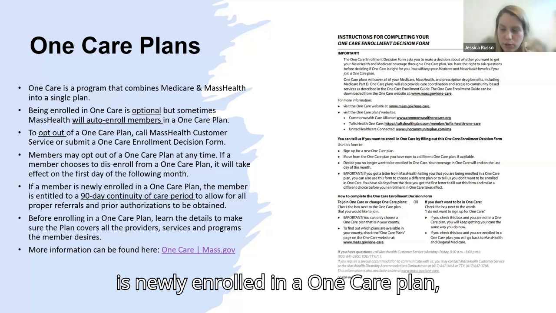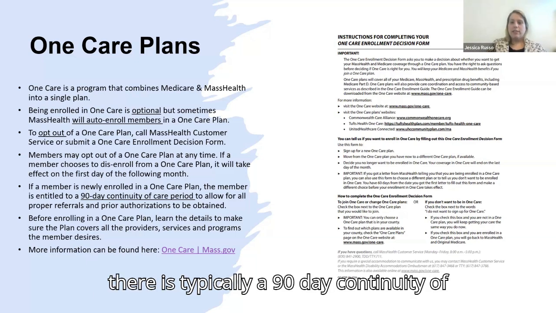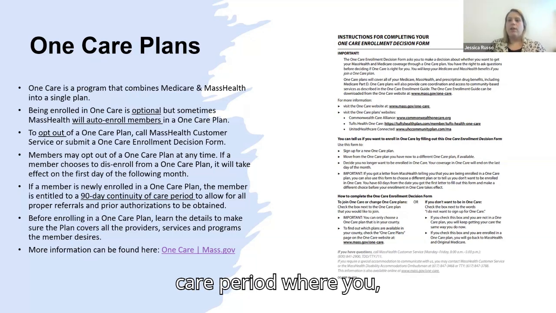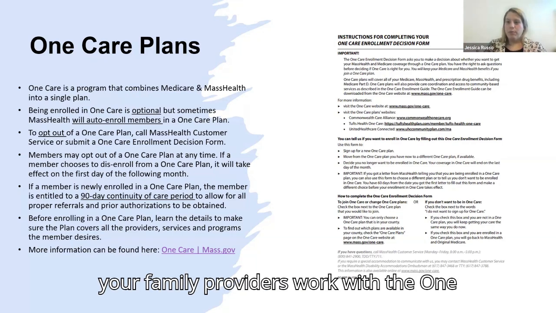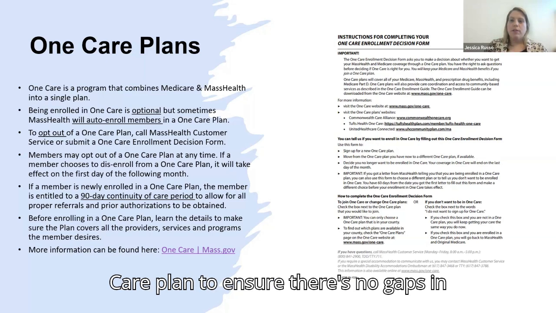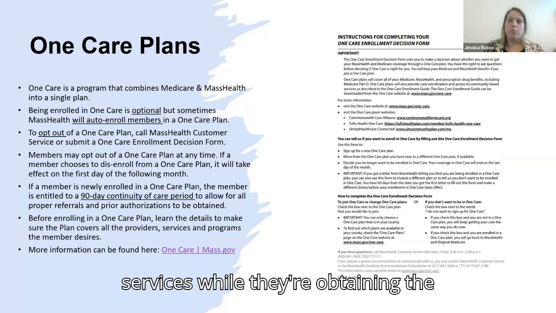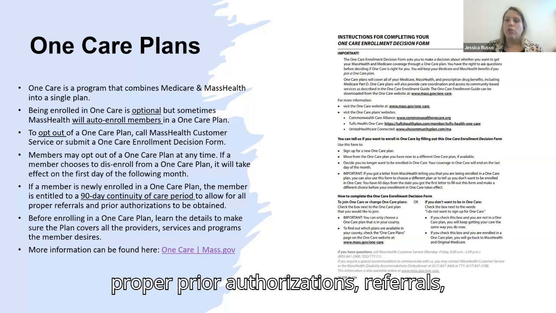If somebody is newly enrolled in a One Care plan, there is typically a 90-day continuity of care period where you, your family, and providers work with the One Care plan to ensure there's no gaps in services while they're obtaining the proper prior authorizations, referrals, whatever they need.